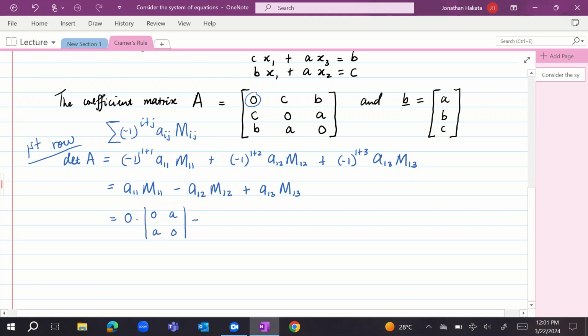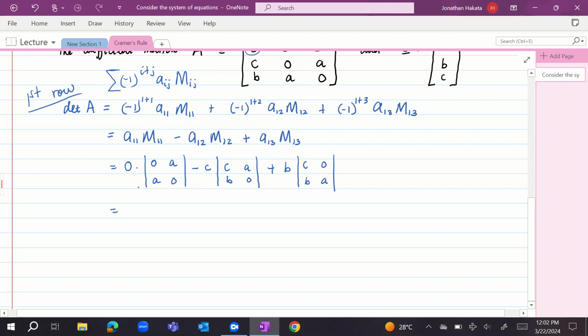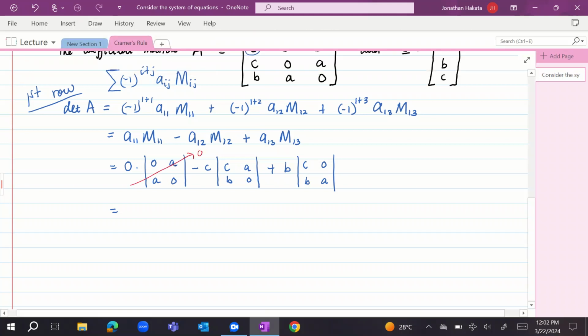Then minus, according to the formula, entry a12 is c. The determinant of, if I close the first row containing c and the middle column containing c, then I'll remain with the matrix c, b, a, 0 like that. Then lastly, the entry a13 is b, and the determinant that remains is for the matrix c, 0, b, a like that. And eventually 0 times anything, I'll get a 0. So this quantity here, guys, is a 0. I don't need to evaluate that. So I'll just remain with negative c in brackets.